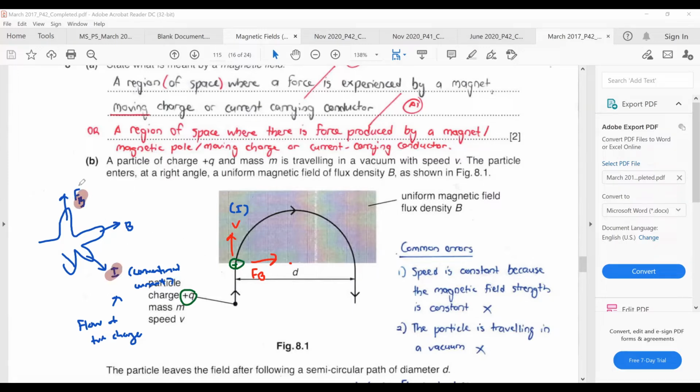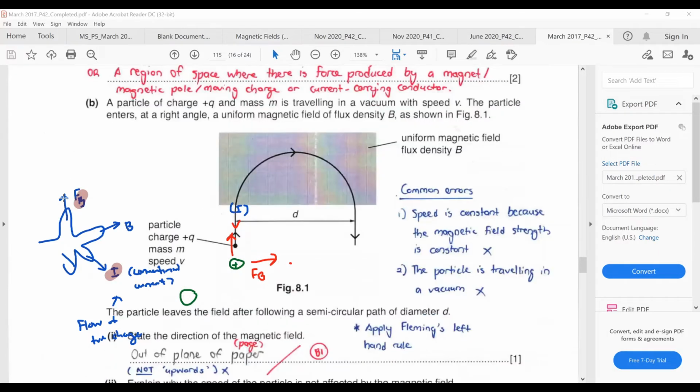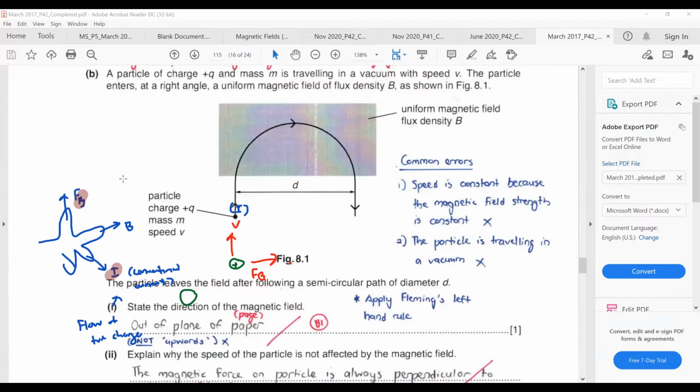You will see that your magnetic field is actually pointing towards you. Your index finger will be pointing towards you. So your answer will be out of the plane of the paper, or out of the plane of the page. Okay, so this one is fine.